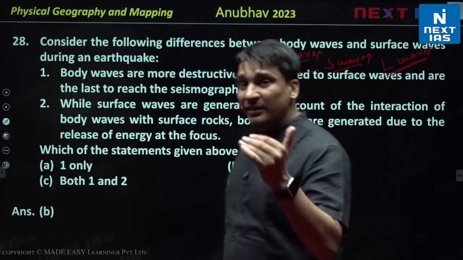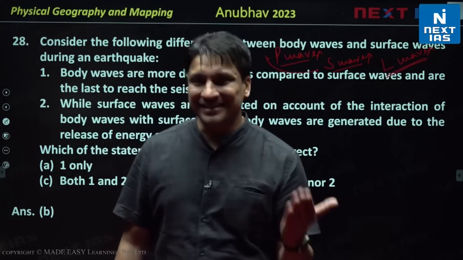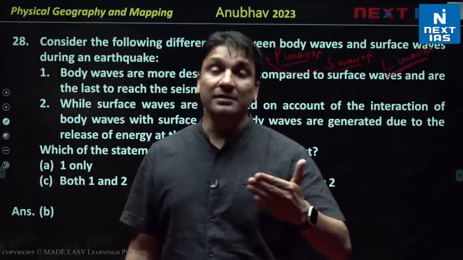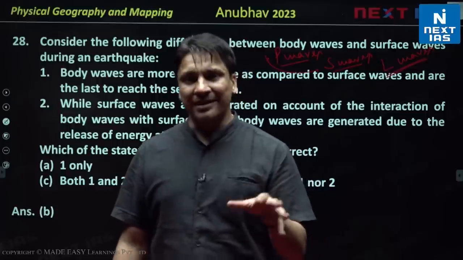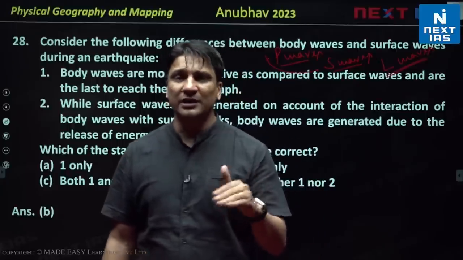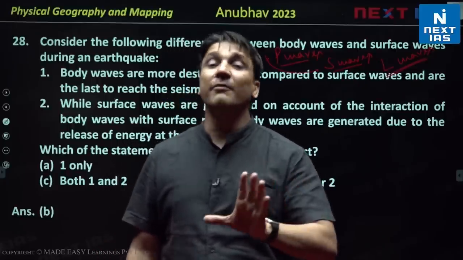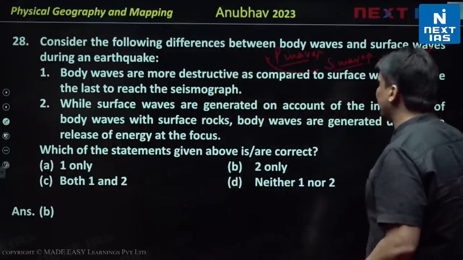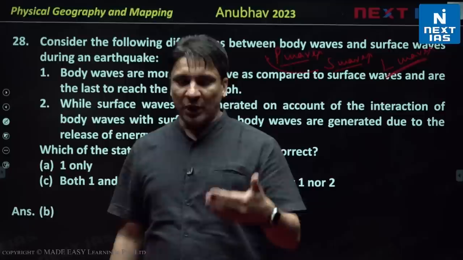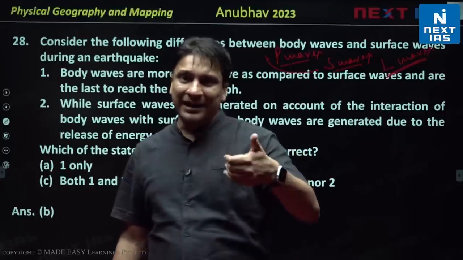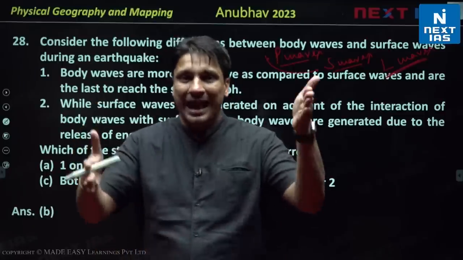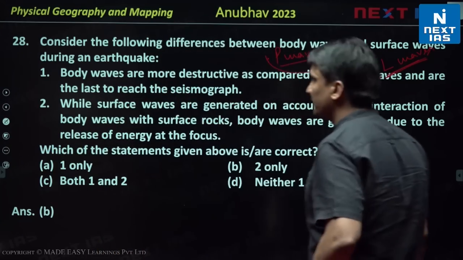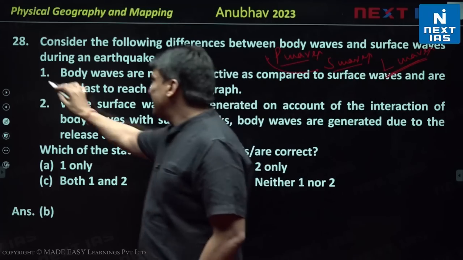And body waves are faster. Actually, P waves are fastest. That's why we call them primary waves. They are basically first recorded by the seismograph. And S waves are secondary waves. They are the second to be recorded during the earthquake by the seismograph. So P and S waves are faster than the surface waves. In fact, surface waves are called L waves, long period waves, because they are recorded last. So there is a time lag between arrival of body waves and surface waves. So this statement is incorrect.